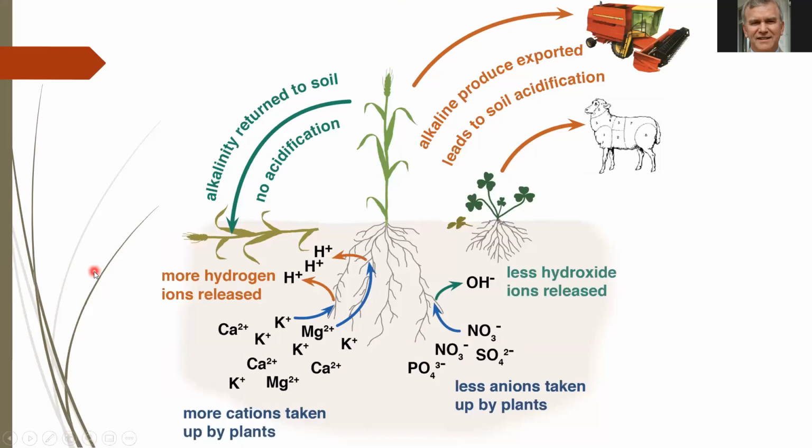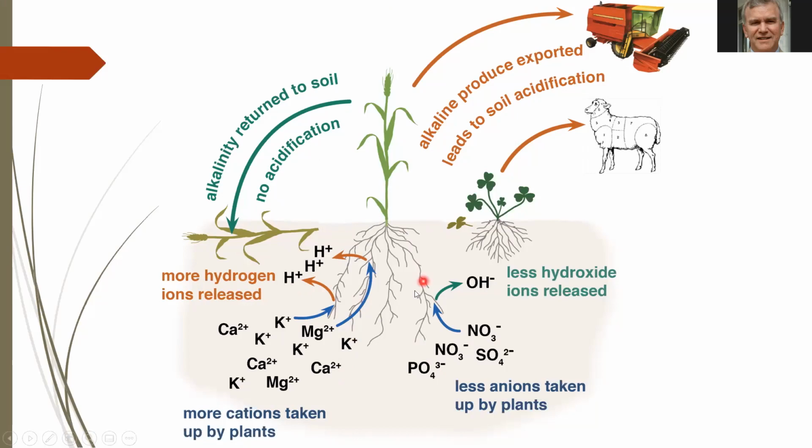So this is an illustration of what it looks like when you have a system of agriculture where you're harvesting crops and raising animals. On the left side, you see this plant, which is a corn plant. It's returning to the soil, and this delivers alkalinity. It delivers the minerals in the plant back to the soil.